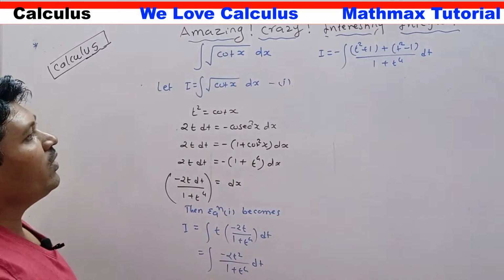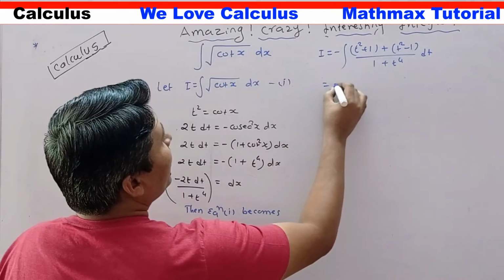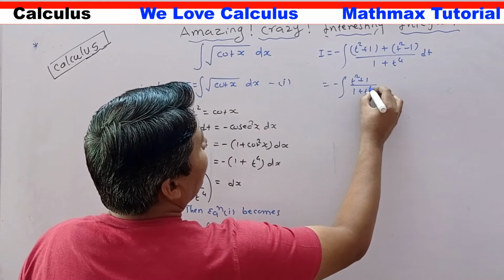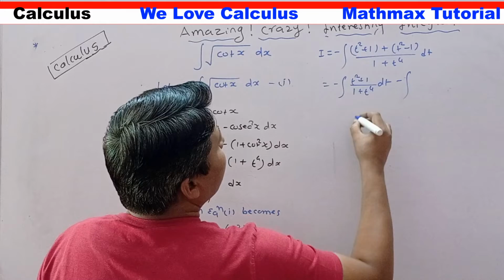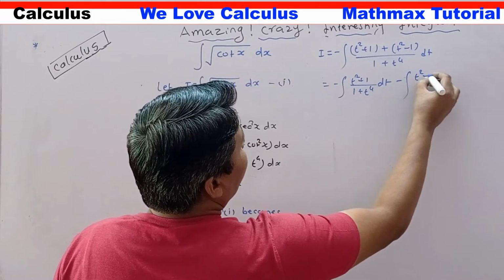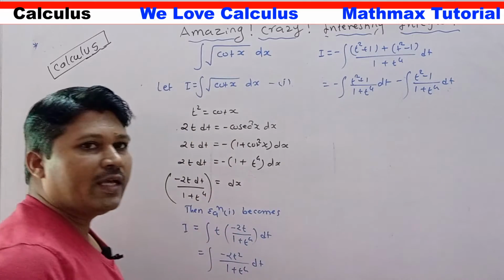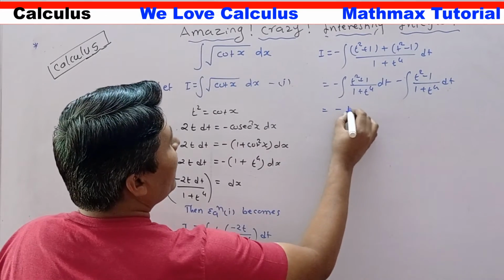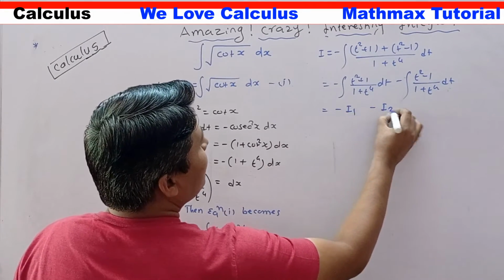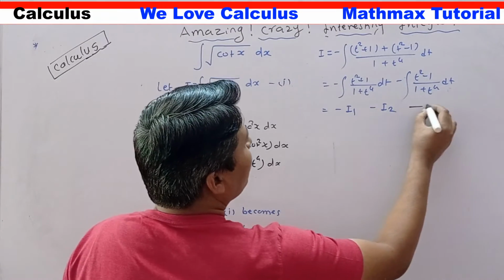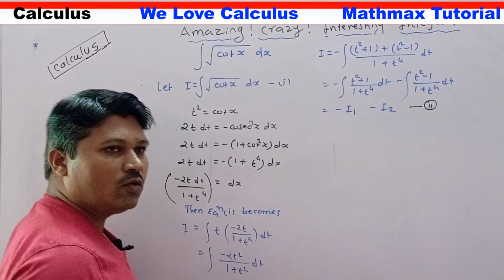And we can separate the values: minus integration of t square plus 1 divided by 1 plus t raised to 4 dt, minus integration of t square minus 1 divided by 1 plus t raised to 4 dt. We can say this first term is minus I1 and this is minus I2. Now we can solve both I1 and I2 separately.